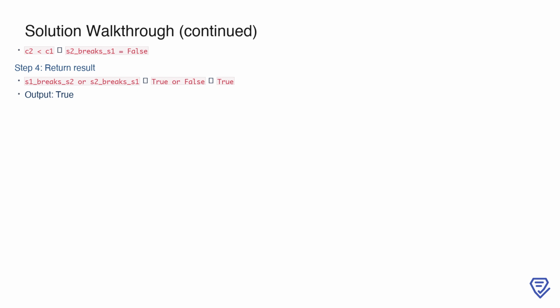With the iteration complete, we evaluate the result. Here, S1_breaks_S2 is still true, while S2_breaks_S1 is false. Therefore, the condition S1_breaks_S2 or S2_breaks_S1 evaluates to true. The function outputs true for this example, as S1 can break S2 under these conditions. This concludes the walkthrough of the solution for the problem, highlighting how sorting and flag checks allow us to determine if one string can break the other.